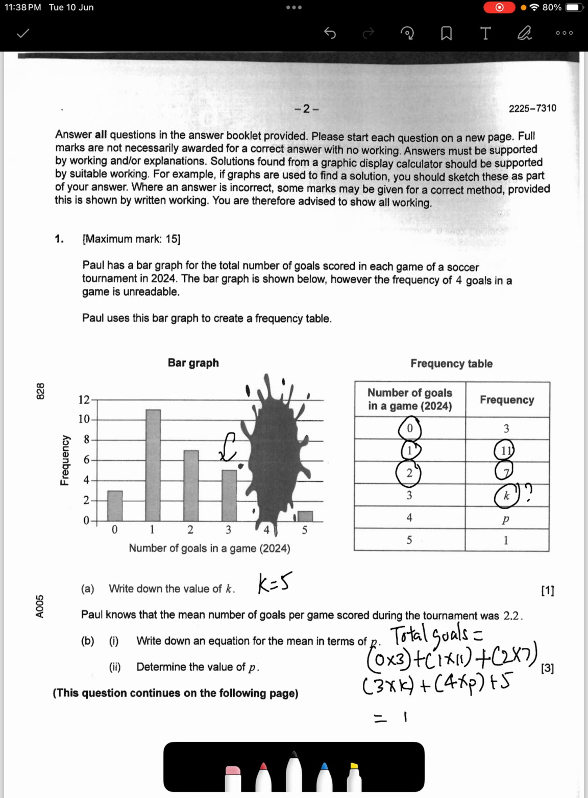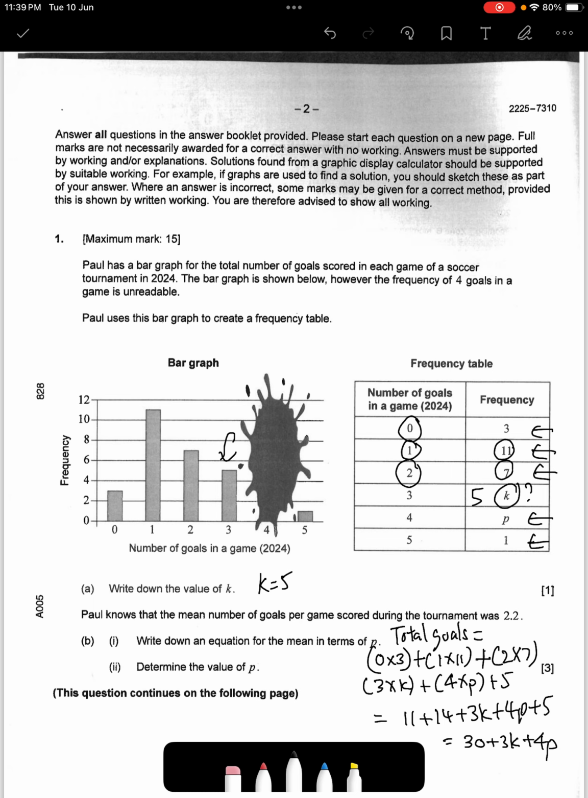Okay, if we simplify this, you're going to get 11 plus 14 plus 3k plus 4p plus 5. And if we simplify this, you're going to get 30 plus 3k plus 4p. Okay, so this will be the total number of goals, and if you want to find the mean, then we have to divide the total number of goals by the total number of games, right? So the total number of games is just going to be the sum of all these numbers. This is 5. All right, keep p as p and plus 1.